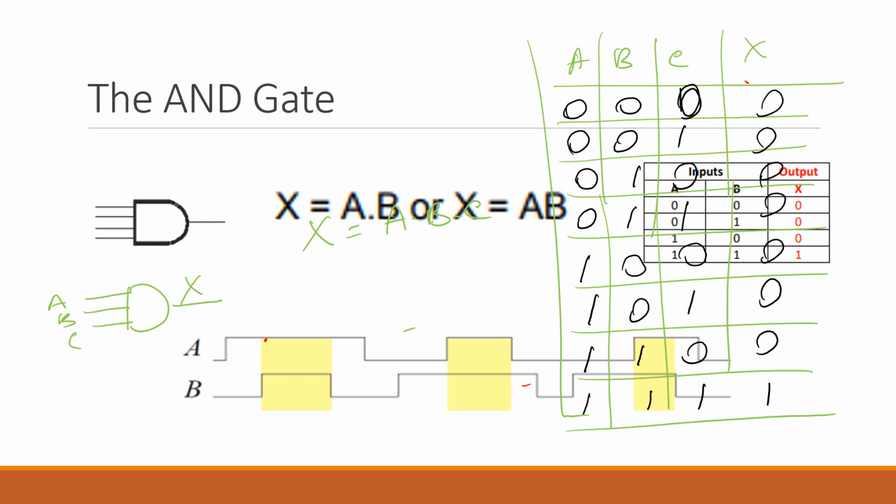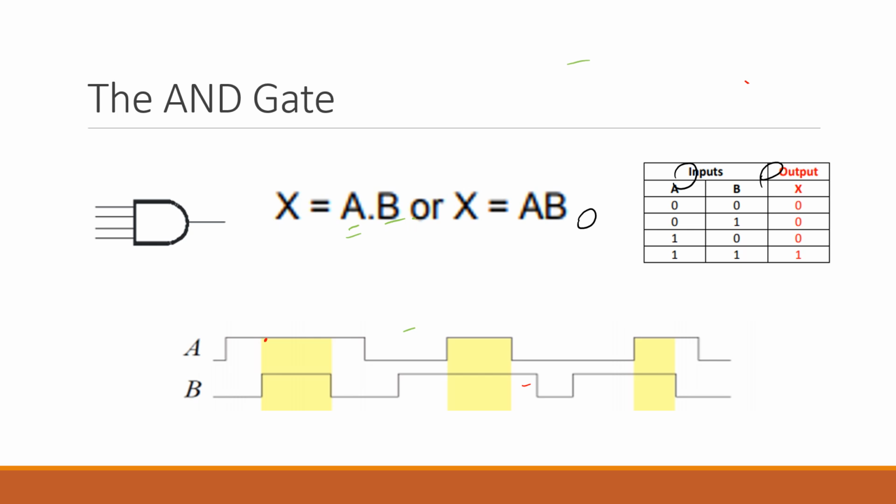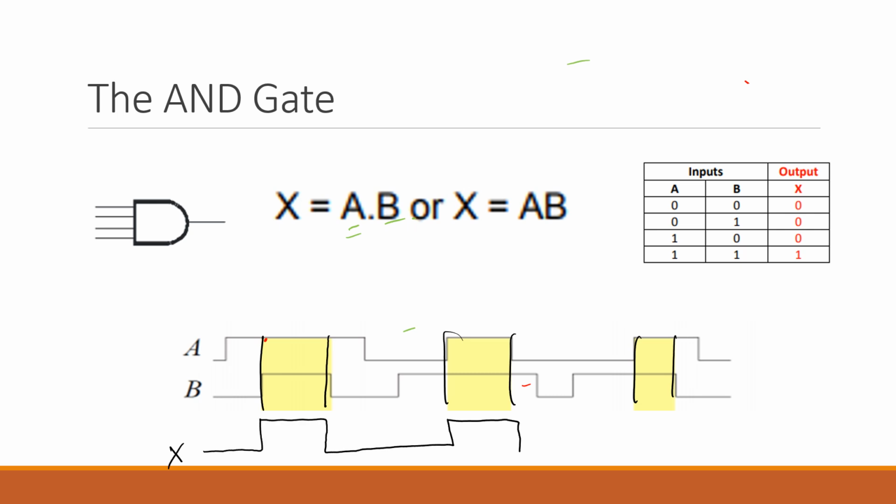So what should be the waveform for the AND gate? You have to figure out where A and B are both high, otherwise it is 0. So these are the locations. These yellow highlighted ones are the areas where A and B are both 1. So your output X, how can you tell me? It should be 1 only when both are 1. Make sense?